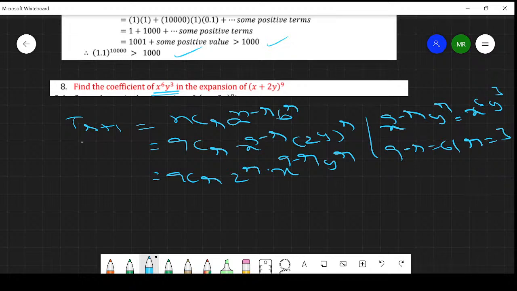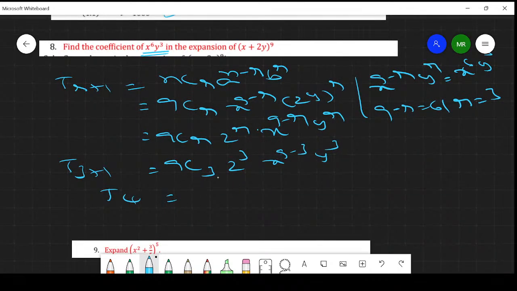So if we replace r equal to 3, T(3+1), we get 9C3, 2 power 3, x power 9 minus 3, y power 3. It comes T4, which is 9C3. Don't write 9C6 here. Write 9C3, as the suffix is smaller. Because the number is smaller, no need to write the bigger number here.